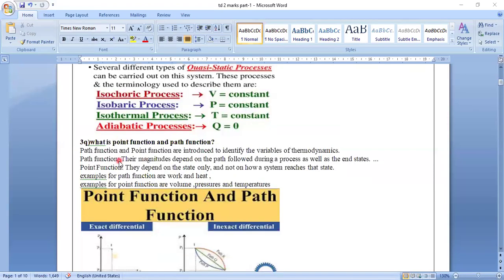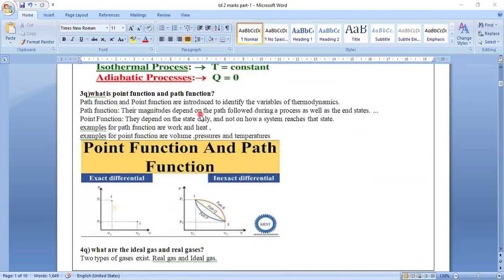Third question I'm taking, what is point function and path function? Here we can say this is a point function. It is having some P1 value, V1 value. This is having P2 value. So it is a point, a point function only.